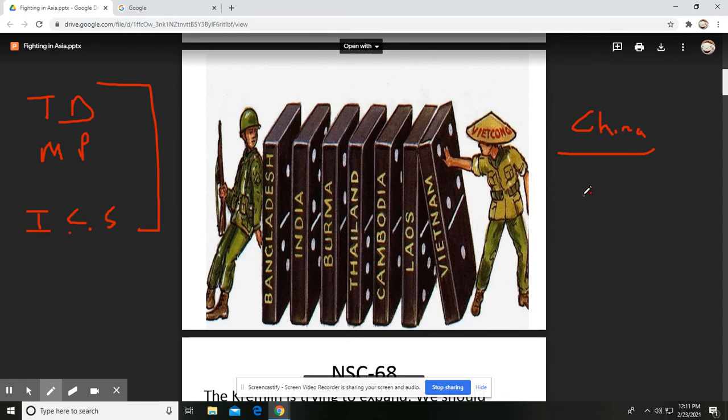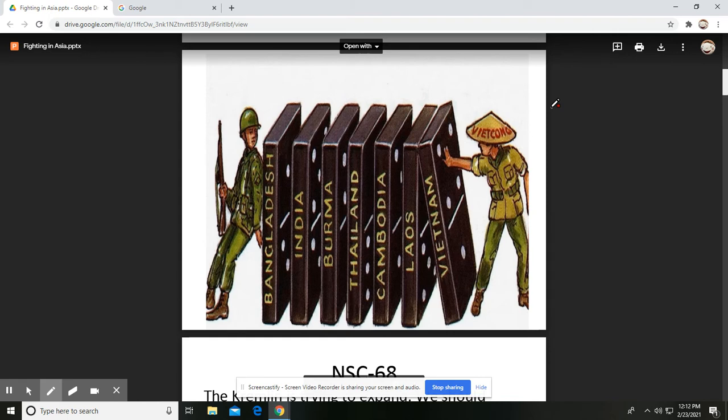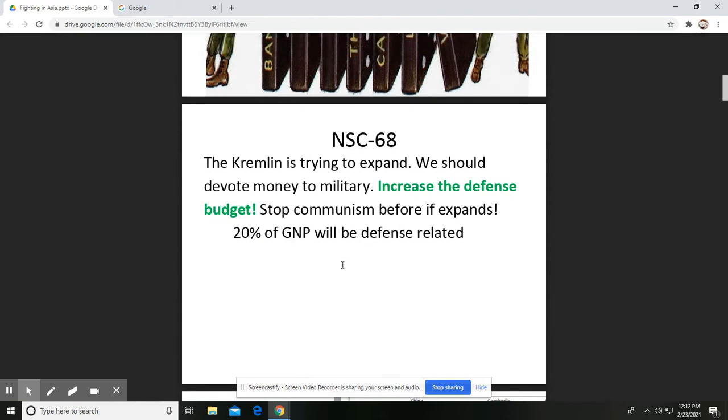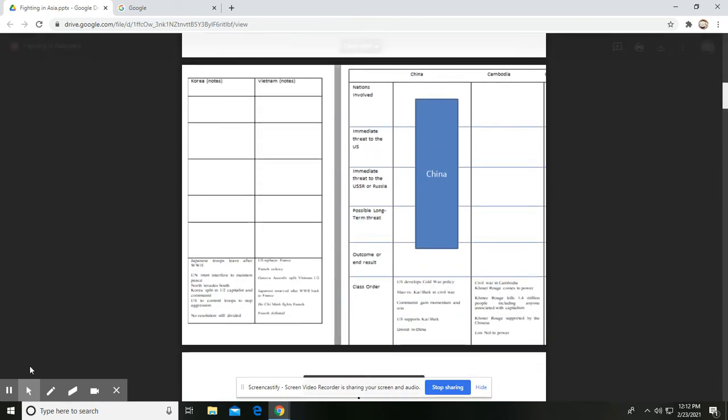So China falling to communism, you see the United States adopts some new policies, one being containment, another one being the domino theory, and then they put a bunch of money in the National Security Council 68, which is going to be their defense budget. So China falling to communism sets in motion these events. That's what separates China from the issues that are taking place in Europe. Here we see that the United States is starting to increase its budget, and that is definitely going to feed the military-industrial complex.